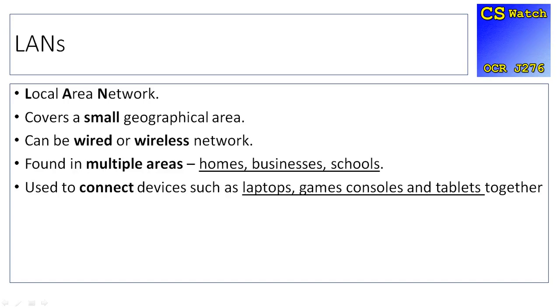So, LANs. LAN stands for Local Area Network, and it covers a small geographical area. LANs are often found in houses, where they get a broadband router sent by their internet service provider, or ISP. They can be wired or wireless, and they're used in homes as a cheap way to connect different devices such as games consoles, smart boxes and computers all together to share an internet connection. LANs can also be found in businesses and schools. If it's a small geographical area, you're going to have a LAN.